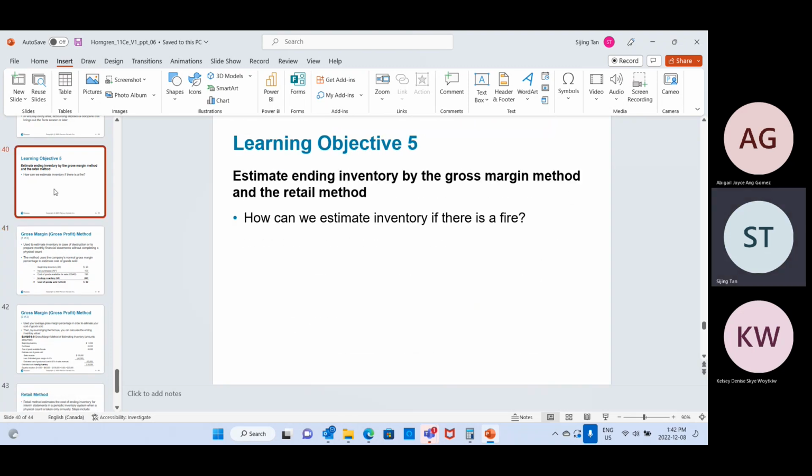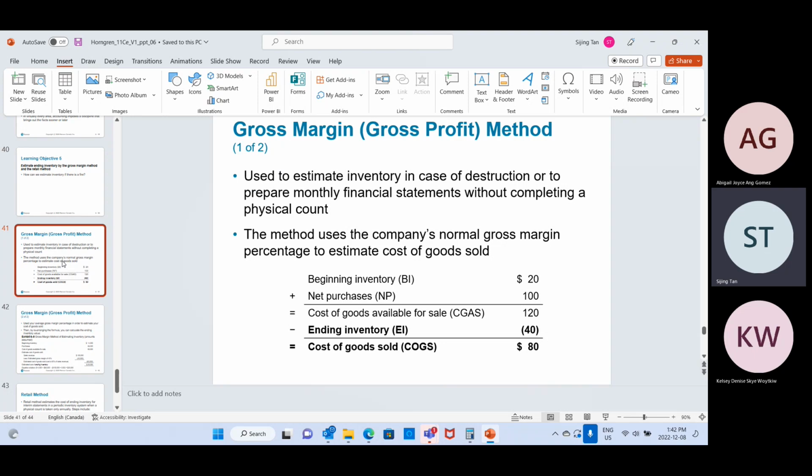Now the next one: how can we estimate inventory if there is a fire? Pay attention to this. I think we have a detailed example in our textbook of how you are going to do the calculations if inventory is destroyed in a fire. We'll see it all together. We use this to estimate inventory in case it is destroyed, like in a fire, or to prepare a monthly financial statement without completing a physical count. The method uses the company's normal gross margin percentage to estimate the cost of goods sold.